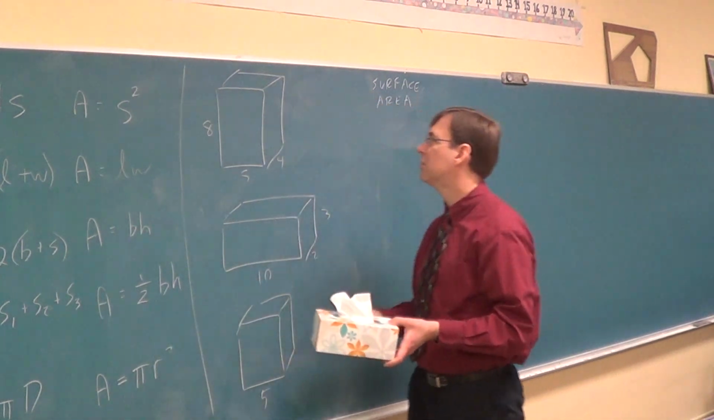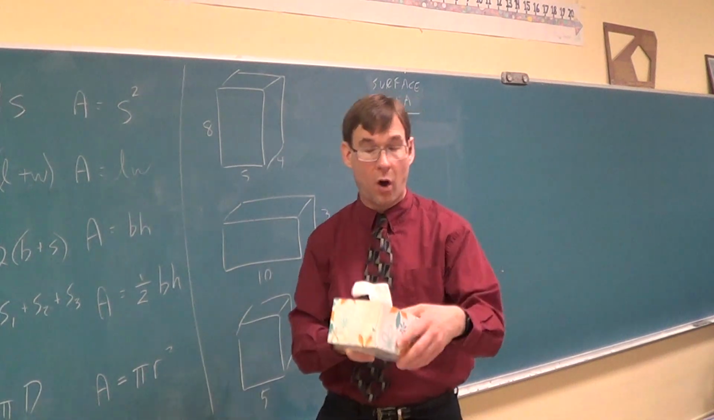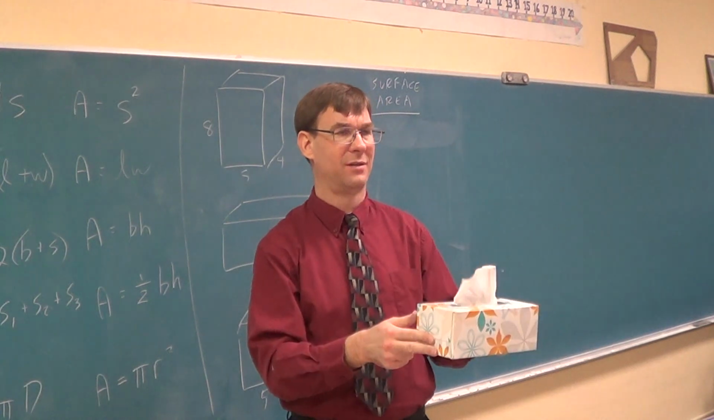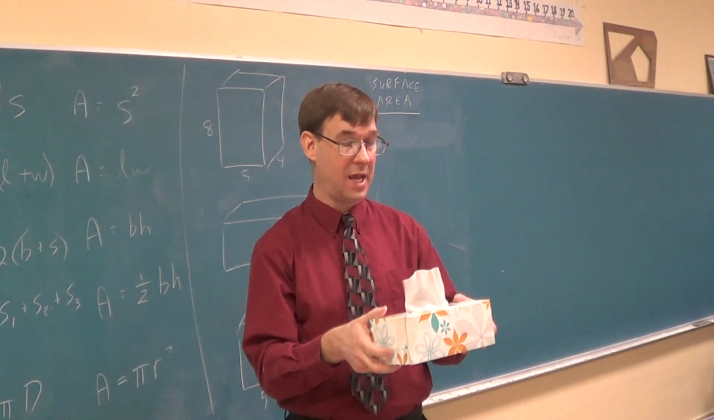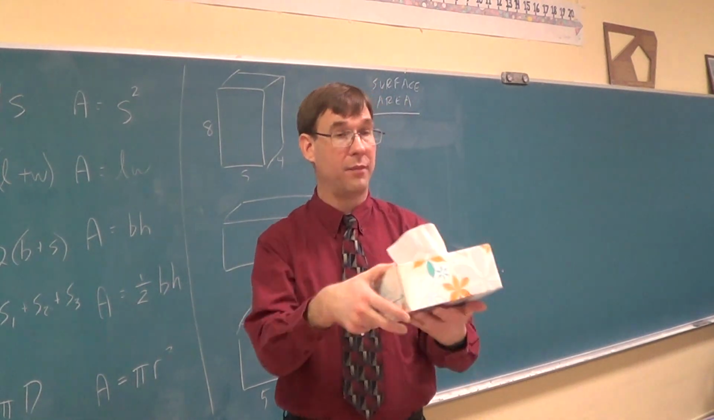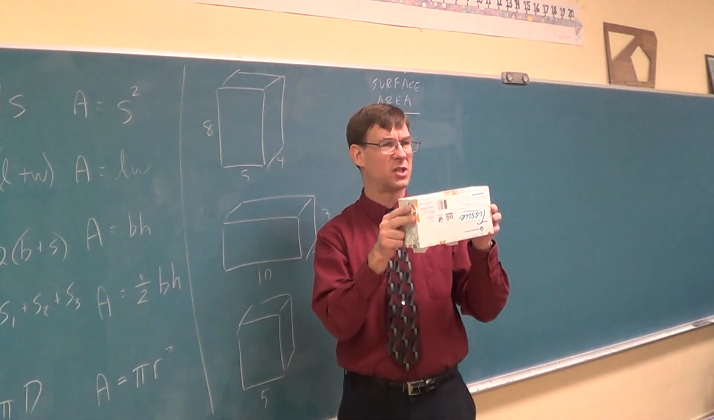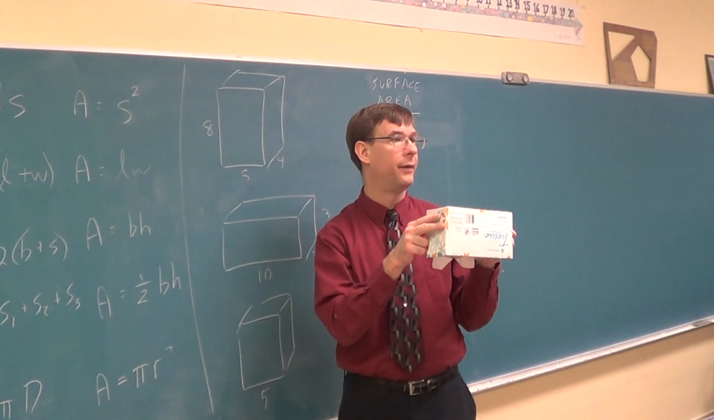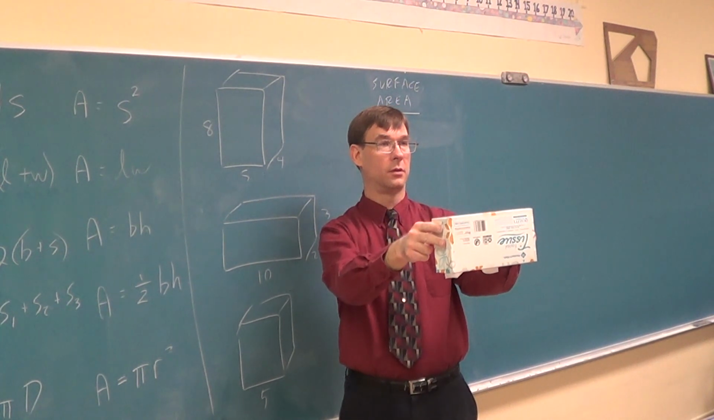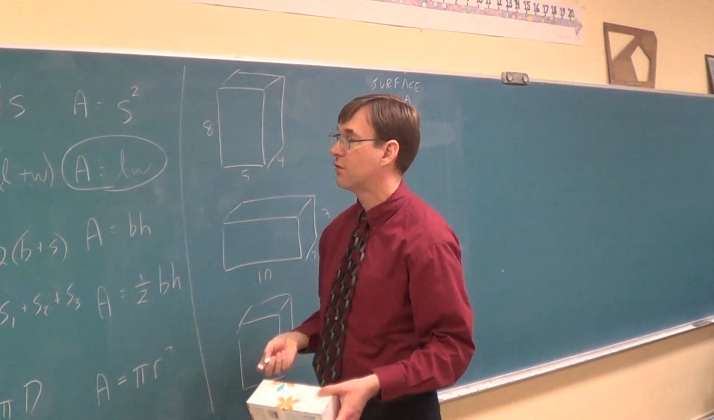But what we're trying to do today is figure out surface area. We want to do the total of all the areas of all the faces. How many faces do we have? Six. There's a front and a back, a left and a right, a top and a bottom. There's six faces on this shape. What is each face going to be? What shape is that facing you? It's a rectangle.